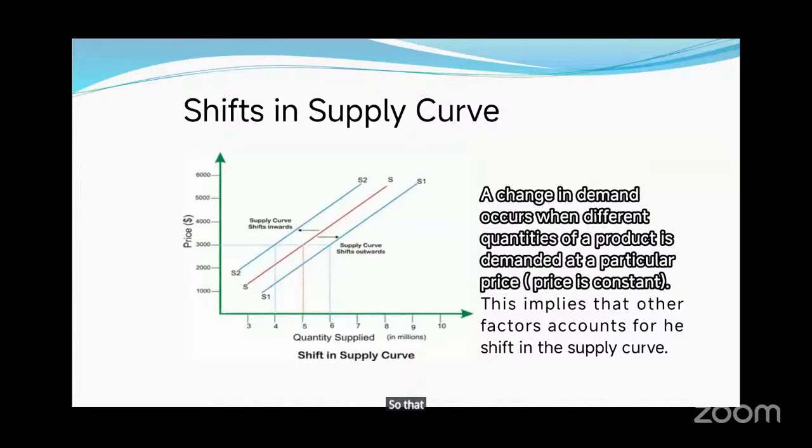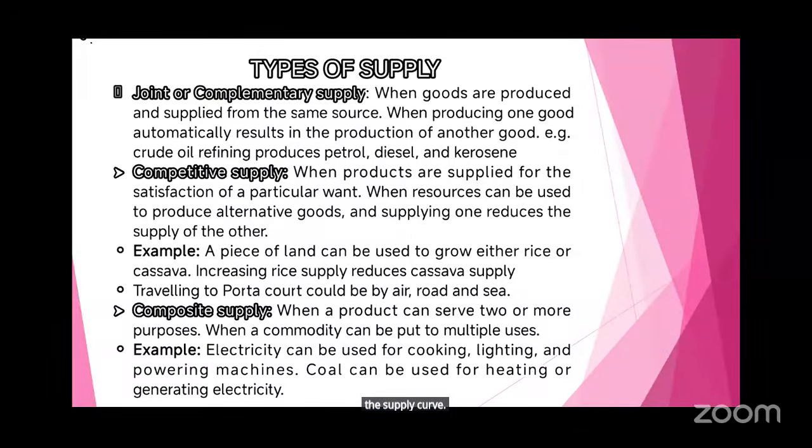So that's how you differentiate between change in quantity supplied and shifts in the supply curve. The change in quantity supplied is just a movement along the same supply curve, and the shift in the supply curve represents either an outward shift or an inward shift of the supply curve. So let's move on to types of supply.